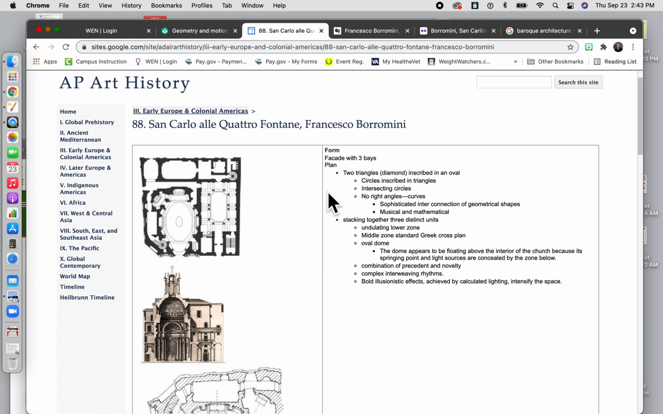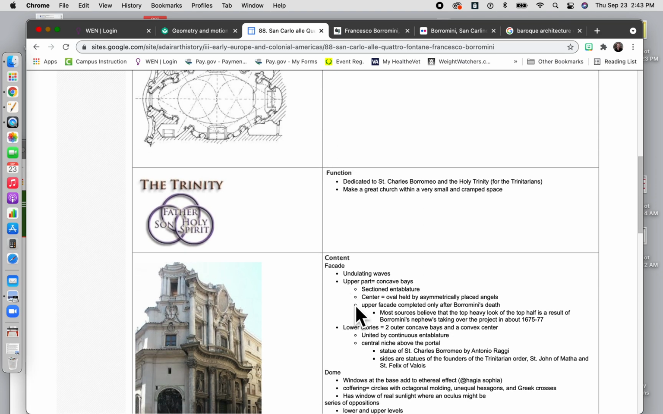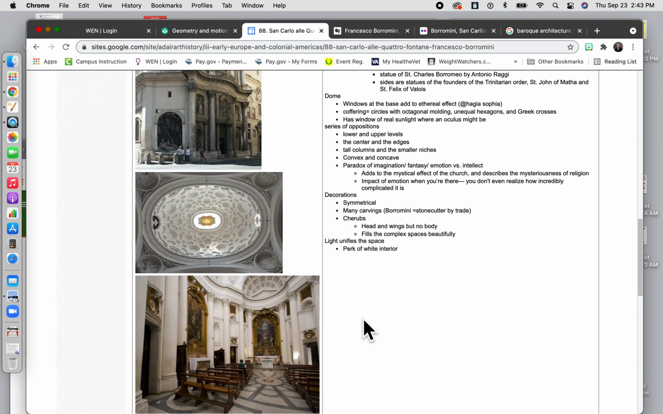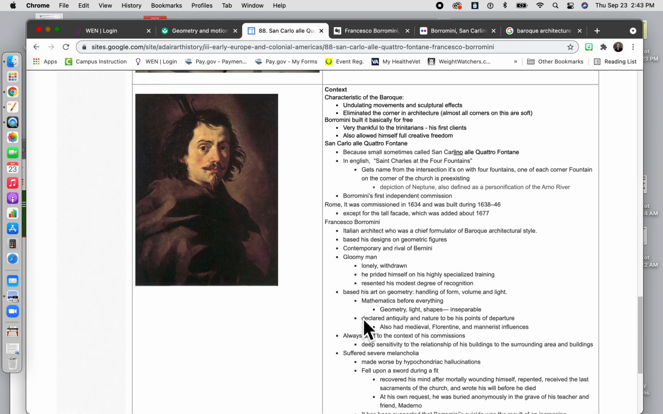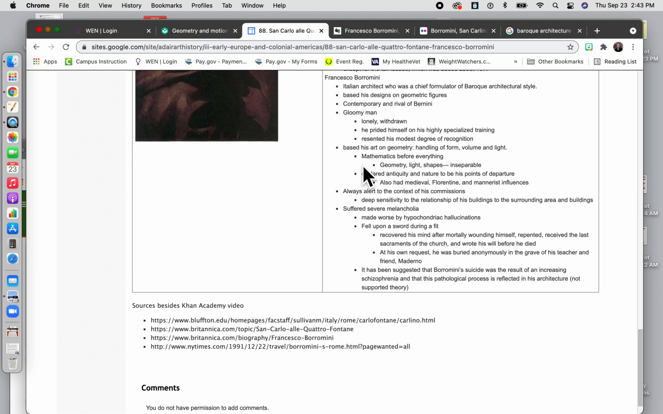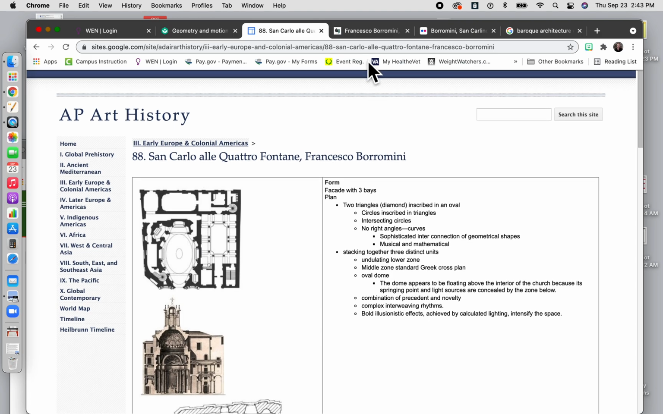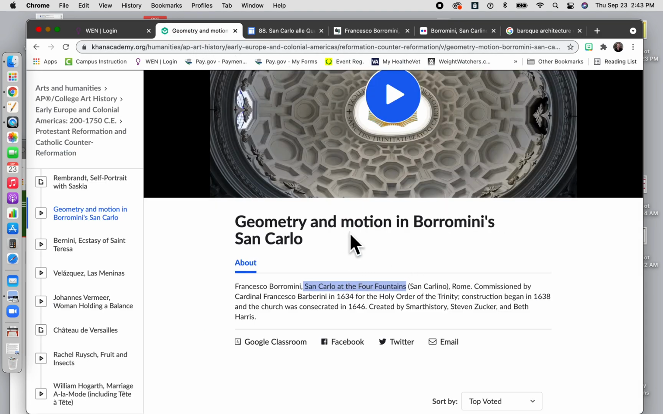This here goes through and tells you the function, the content, and everything. So I'm going to link that into the class as well. Don't go back and redo the essays you've done. Just be aware of why they choose these things. And then this is the Khan Academy one.